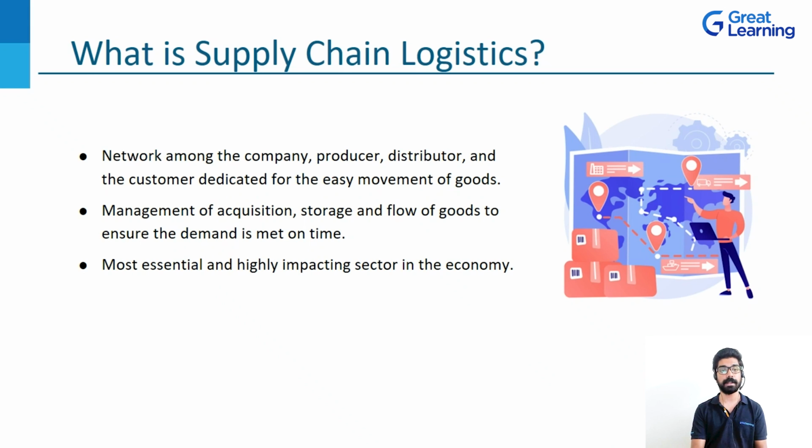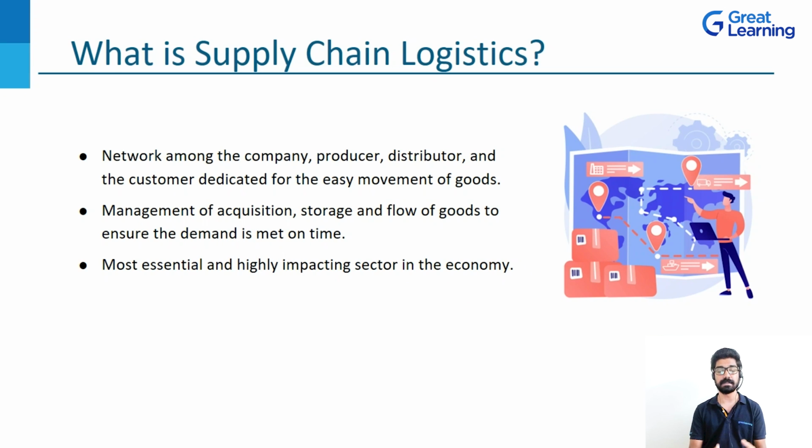So that is the first point you should take care of: acquisition of items. Then you should make sure of the storage. How can you store it? What is the efficient way of storing these items so that, when demand is raised, you will be able to take that item up, process it, and move it towards the location? How can that be done? That is the easy flow of goods. That is all about supply chain logistics.